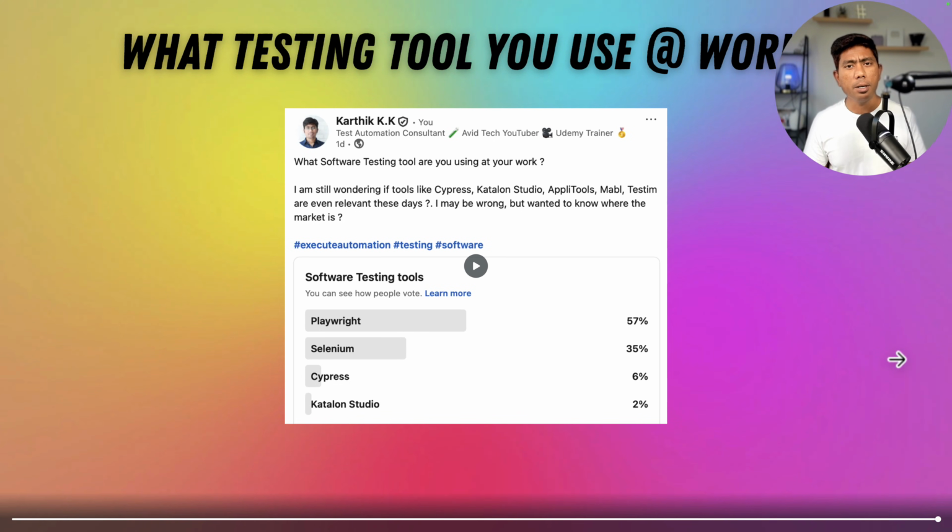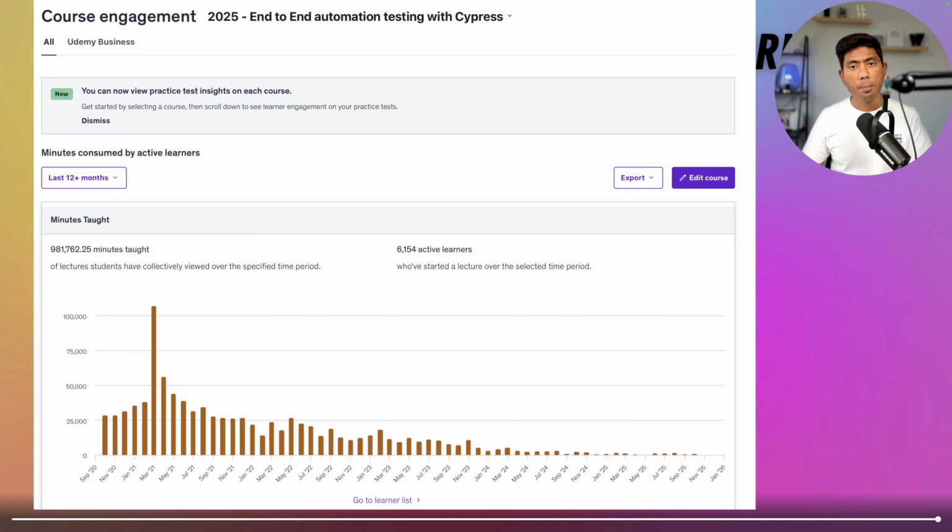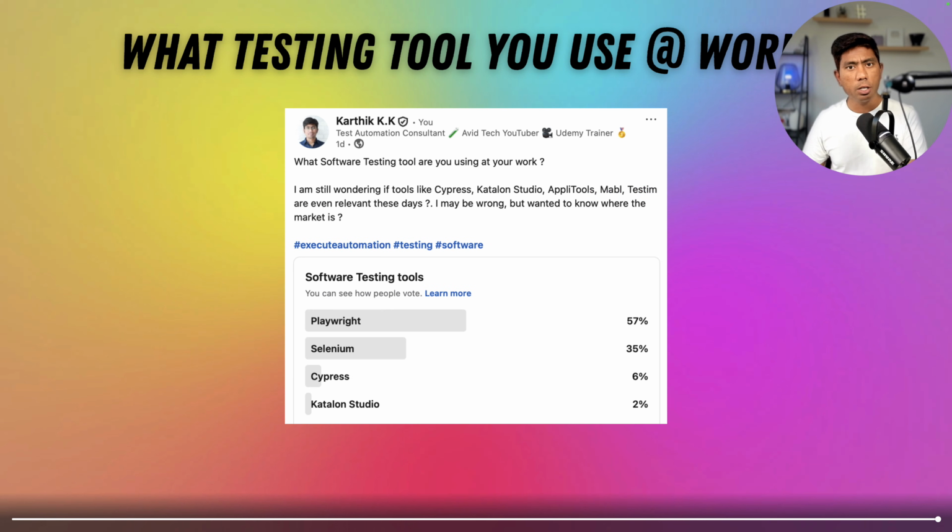Cypress was very popular in 2017 when it was released, and in 2018, Cypress was one of my courses which got a lot of students enrolled. But eventually the same Cypress course now gets very few enrollments, like 1 or 2 a month. You see how the downgrade has really happened. This is because of the trend: companies are not really focusing on Cypress. Many companies using Cypress saw the pain and are moving towards Playwright or Selenium, because they think those have more potential and stability compared to any other testing tool. We're going to talk about them in a minute as well. So these are the very popular tools.